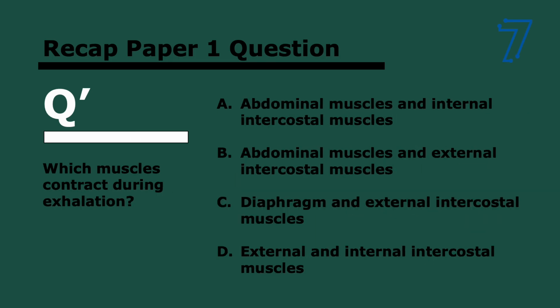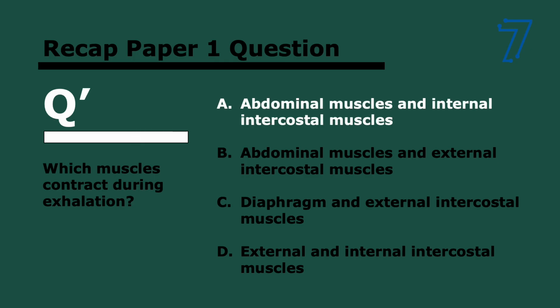And the final question: which muscles contract during exhalation? I'm afraid if you don't remember this, there's no way to figure it out. It's just memorizing. But again, in 3, 2, and 1, it's the abdominal muscles and internal intercostal muscles. Again, not much to say about this. You just need to memorize this. So remember, the abdominal muscles and internal intercostal muscles contract during exhalation, and during inhalation, the diaphragm and the external intercostal muscles contract, and then vice versa with relaxation.